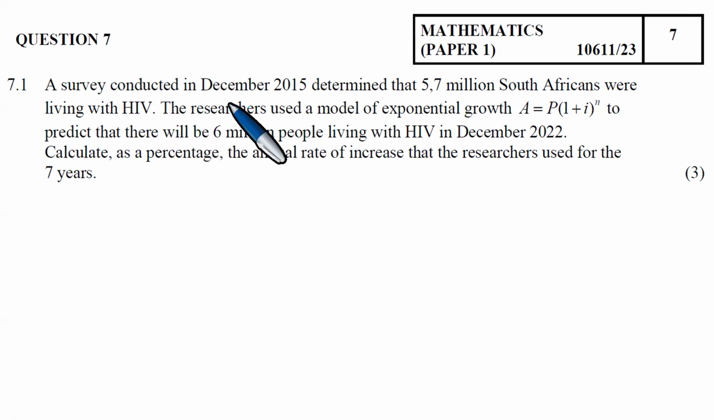A survey conducted in December 2015 determined that 5.7 million South Africans were living with HIV. The researchers used a model of exponential growth, A equals P(1 plus i)^n, to predict that there will be 6 million people living with HIV in December 2022. Calculate as a percentage the annual rate of increase that the researchers used for the 7 years.